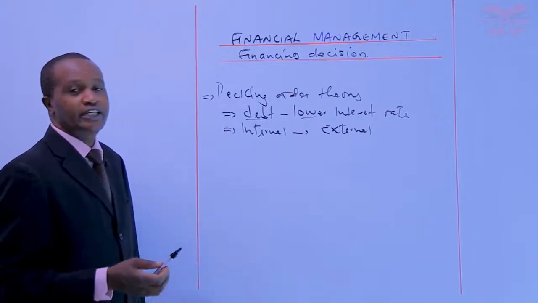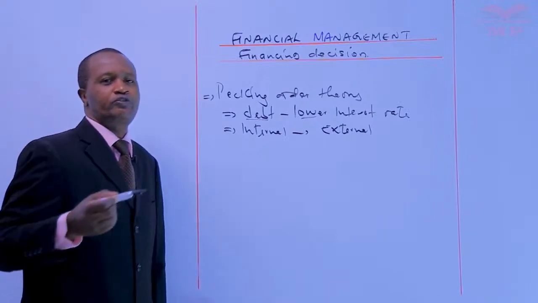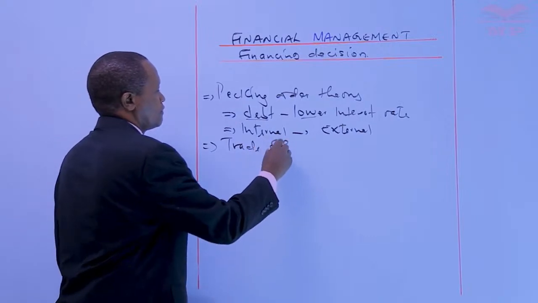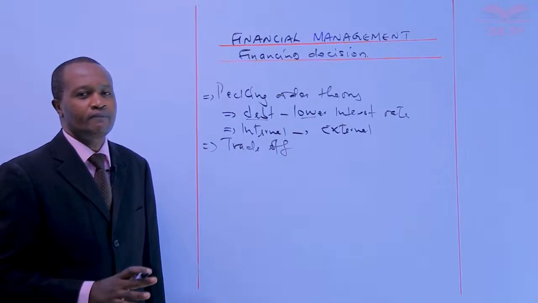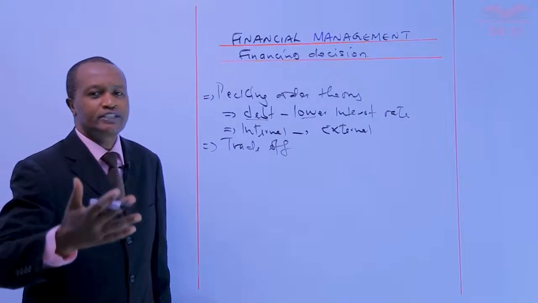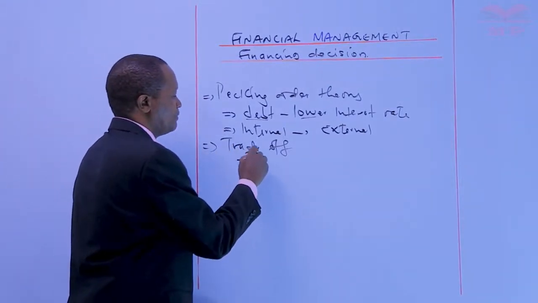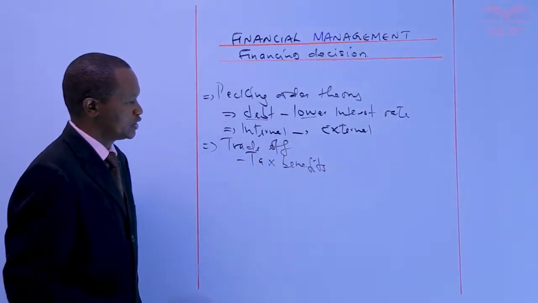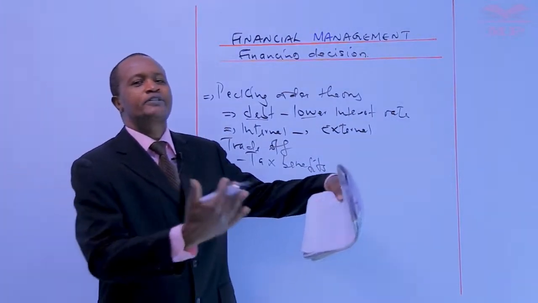And another theory which can help a finance manager to make financing decisions is what we call the trade-off theory. What is this theory all about? Now, the trade-off theory is where firms are assumed to trade off what we call tax benefits. They are assumed to do what? To trade off tax benefits with what we call the bankruptcy costs.